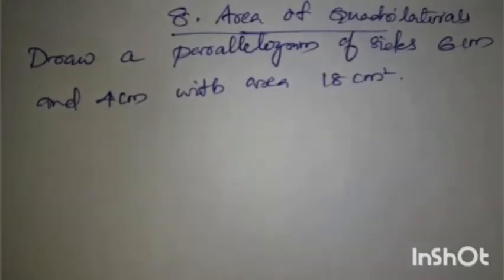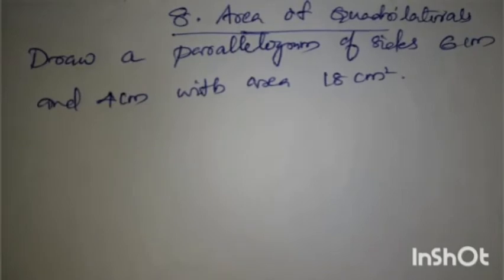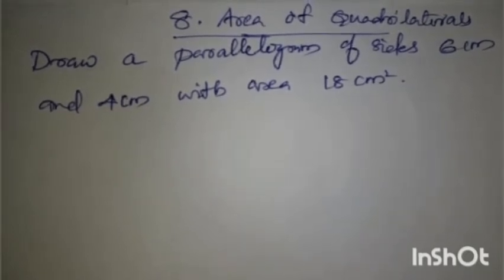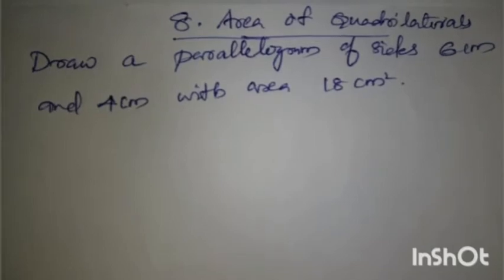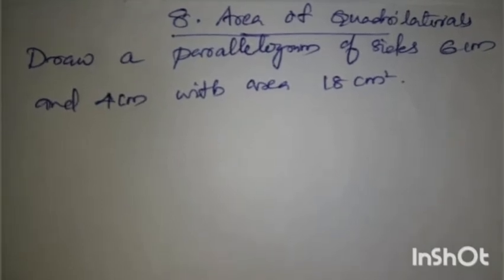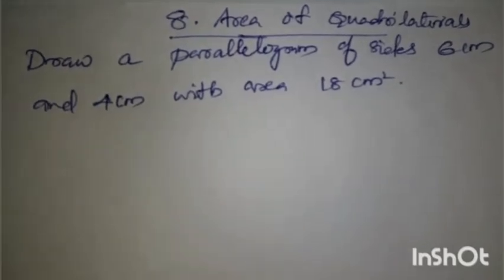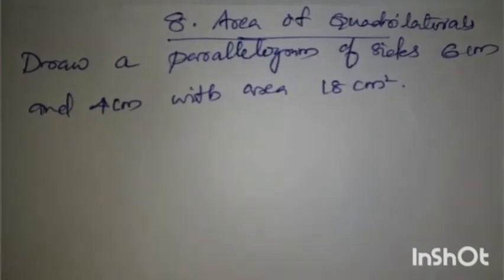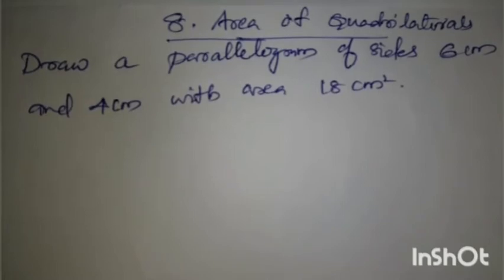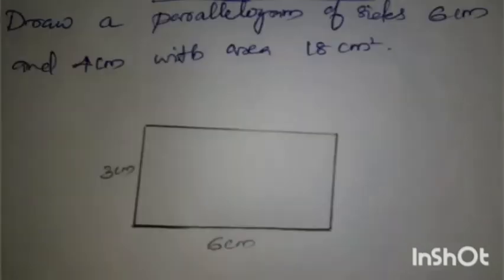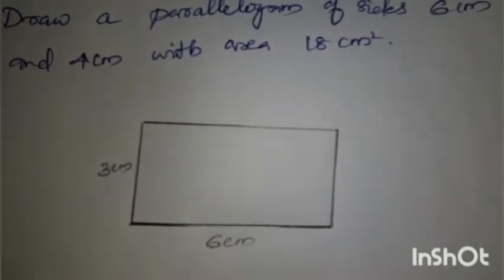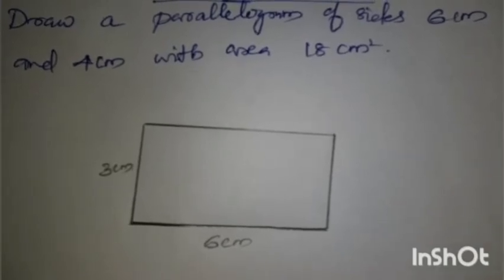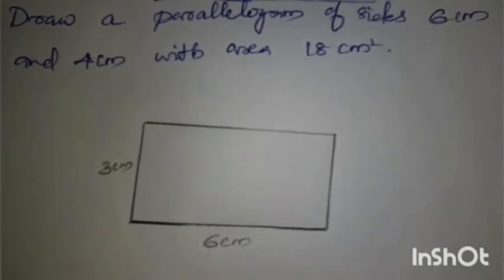Draw a parallelogram of sides 6 centimeter and 4 centimeter with the area 18 centimeter square. So to draw the parallelogram, first we draw a rectangle, cut off some portion, and rearrange it, converting it into a parallelogram. That is the method we are using. So you draw a rectangle with 6 and 3 centimeter sides, length 6 centimeter and 3 centimeter breadth. You have to draw it first.